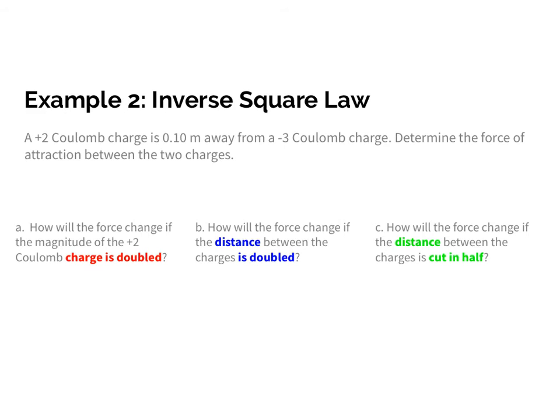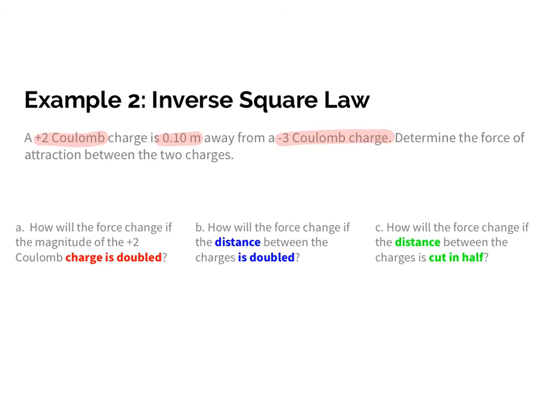Next example we're going to do is we're going to use that Coulomb's Law equation again, but now we're going to look at how the variables affect the overall force that we're seeing. So just to quickly do this one, we're just going to set this up. I have, let's say, a 2 coulomb charge held 10 centimeters away from a negative 3 coulomb charge. What is the force of attraction between them?